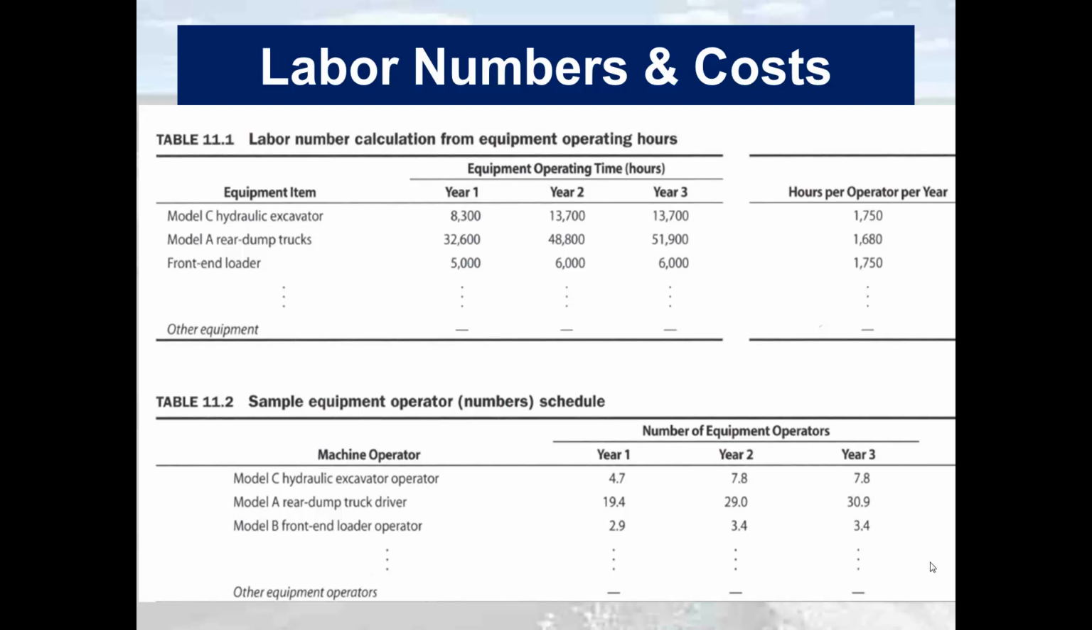So this table represents a matrix of required equipment operating time by year, which is divided by the operating hours for each operator. There it is there, and then yields the number of operators you need to staff the equipment on an annual basis, which is shown in table 11-2.